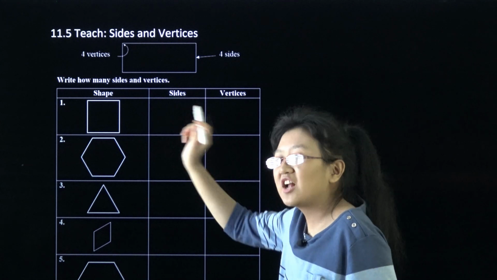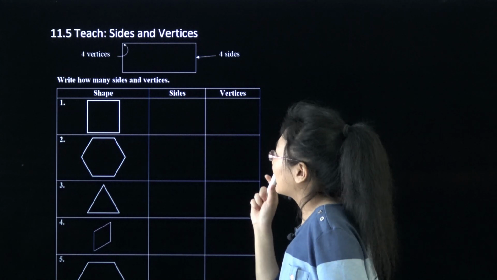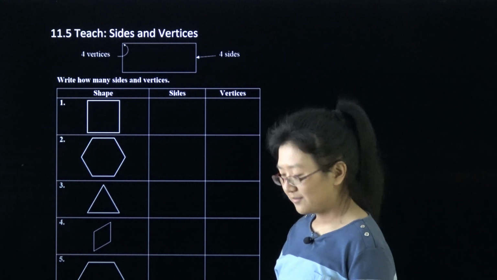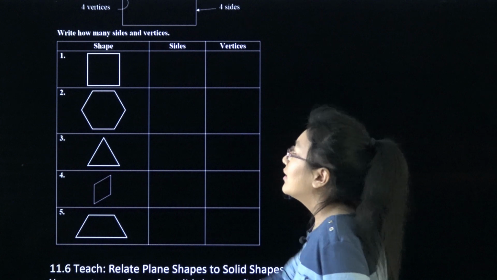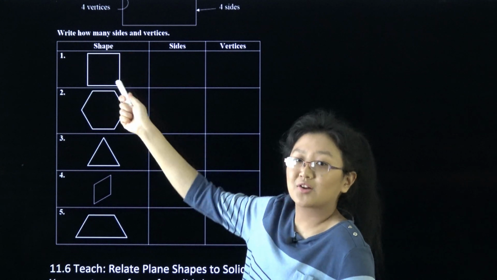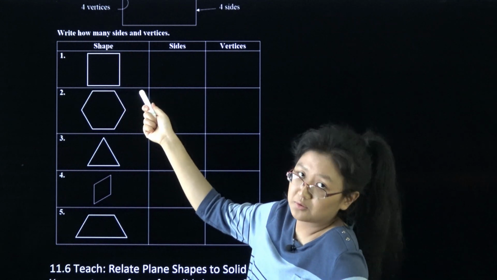So let's see if you do actually understand this. And let's do some practice problems. Write how many sides and vertices for each of these shapes. What shape is this? All sides are equal. There's 4 sides. It's a square.